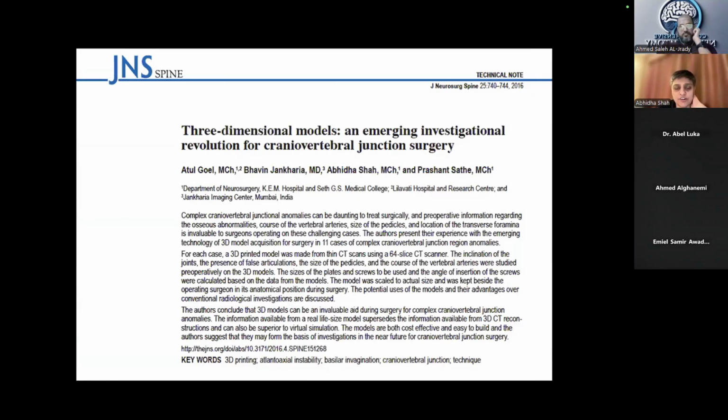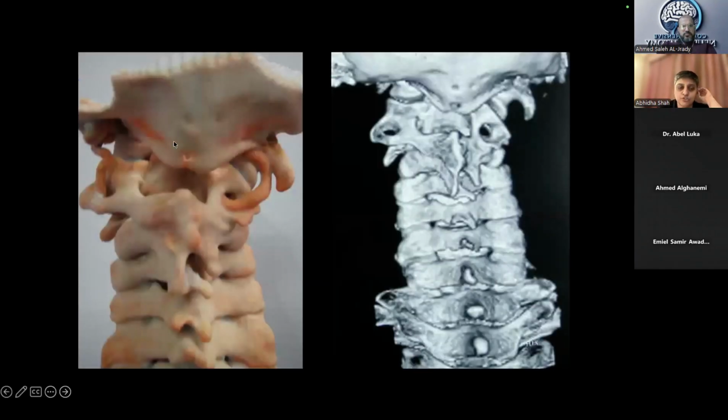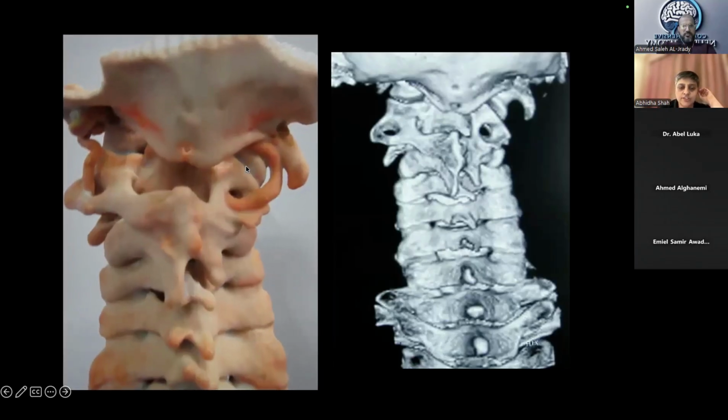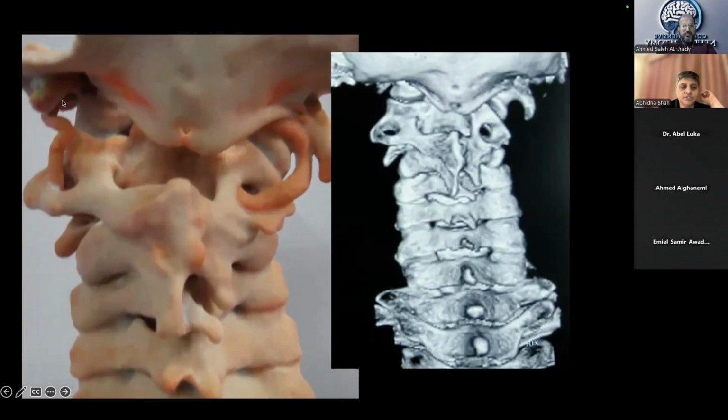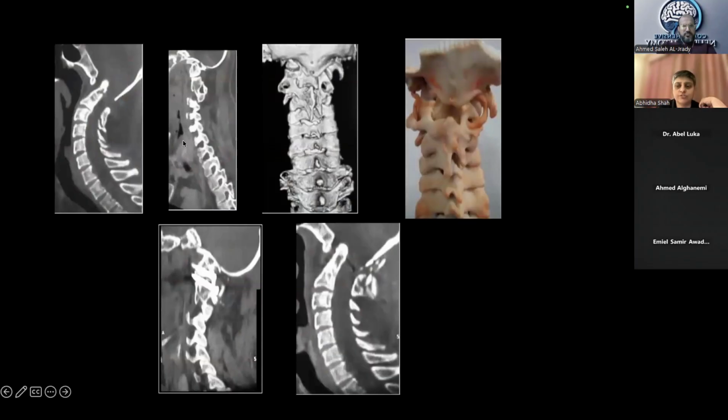You don't need to make models every time. We use it only for complex situations. And we described this for the first time in literature. And in complex cases, it is very useful. So you can see in this how the vertebral artery is running in close proximity to the C1 lateral mass, the inferior facet. So you can injure it in this region. Here it is normal. So based on this, you can also decide which side you want to fix first.